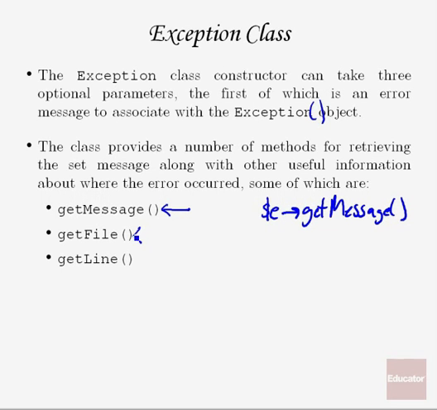There's also a get file function that's an instance method of exception, so we would call it E get file, and that basically outputs the file where the error occurred. And then there's a similar function, get line, which tells you the line where an error occurred.